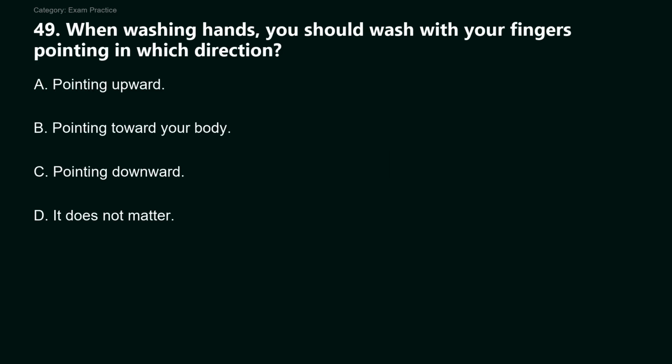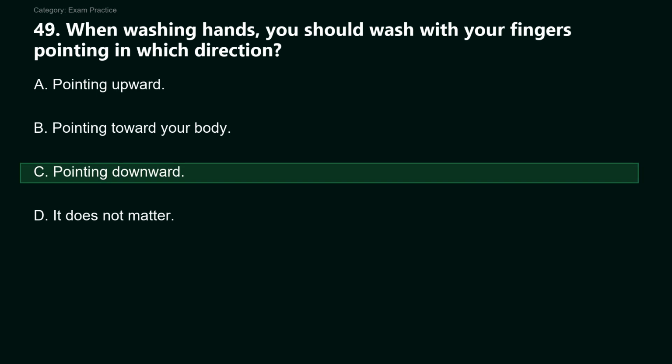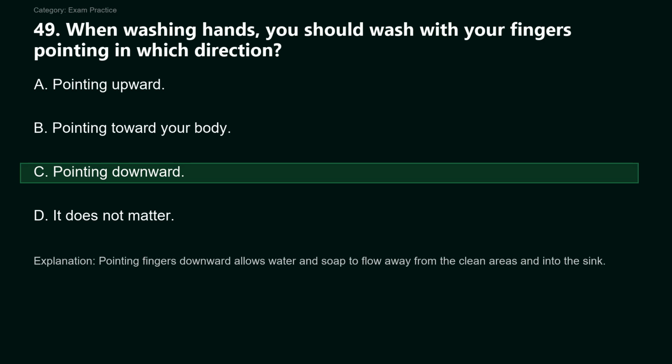Question 49. When washing hands, you should wash with your fingers pointing in which direction? Option A, pointing upward. Option B, pointing toward your body. Option C, pointing downward. Option D, it does not matter. The correct answer is option C, pointing downward. Pointing fingers downward allows water and soap to flow away from the clean areas and into the sink.